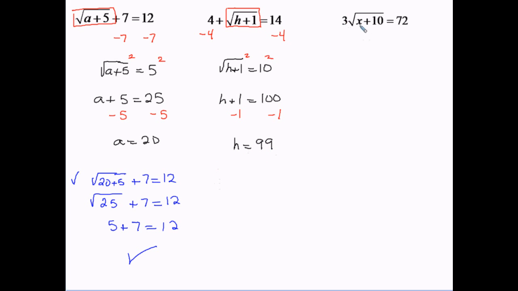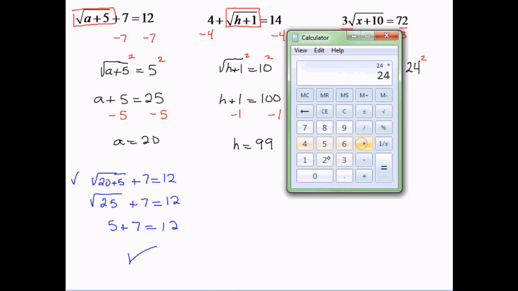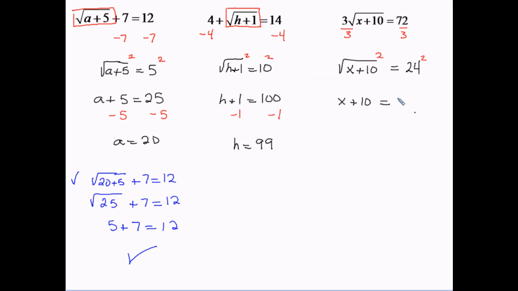On this one, I've got 3 times the radicand, so I need to divide by 3. And I have the square root of x plus 10 is equal to 24. Square both sides. X plus 10 is equal to, darn, I forgot my squares, 576. Okay, subtract 10 from both sides. And x is equal to 566.